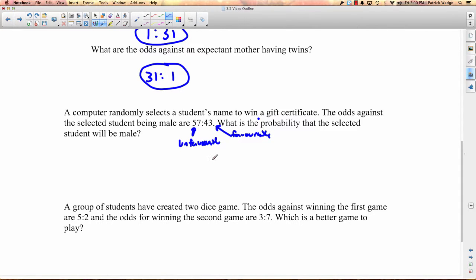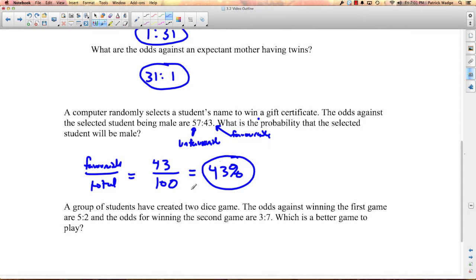And now to do probability that the selected student will be male, we want to do a favorable over total. So favorable is the 43. Those are the ones when the male gets chosen. And the total, well, you'd add the unfavorable and the favorable together, you'd get 100. So it's 43 over 100, or if you want, 43% chance that a male student will be selected.